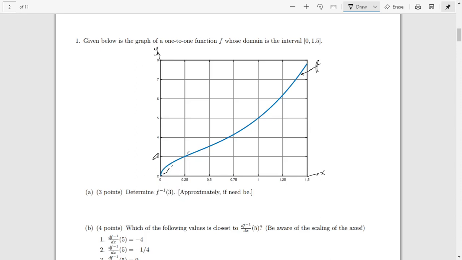So this is my 3. My f inverse of 3 will be the value of x when y is 3. So if you check here, f inverse of 3 is actually equal to 0.25. That's pretty much very straightforward and easy. So let's move on.